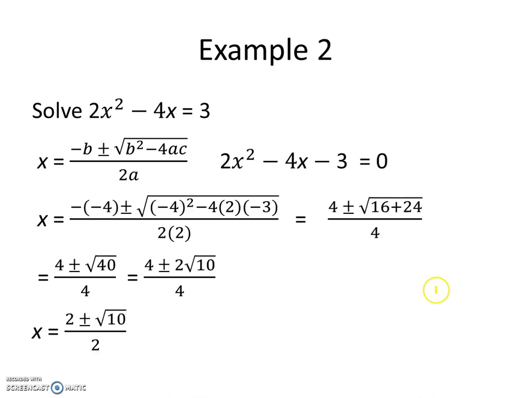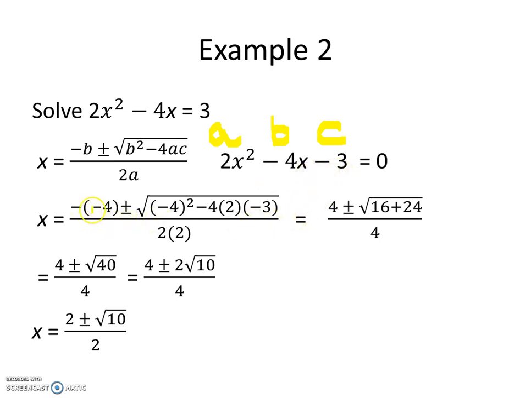On example 2, we're asked to do the same thing. We're given the equation 2x squared minus 4x equals 3. We need to take the 3 over to the left side, so we end up with 2x squared minus 4x minus 3. In this example, a is 2, b is negative 4, and c is negative 3. So we have to be careful and carry those negatives with b and c.